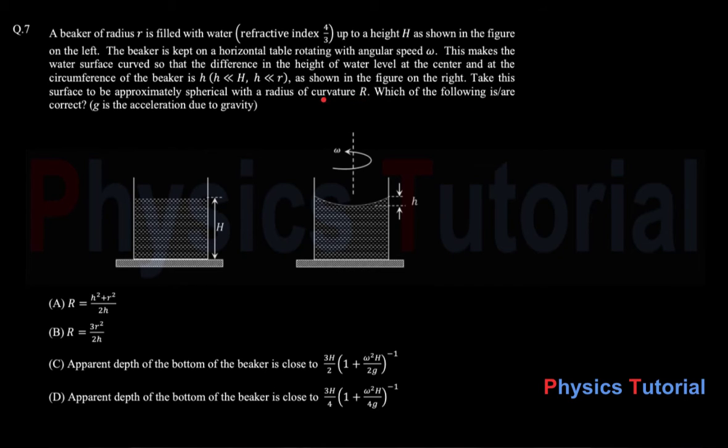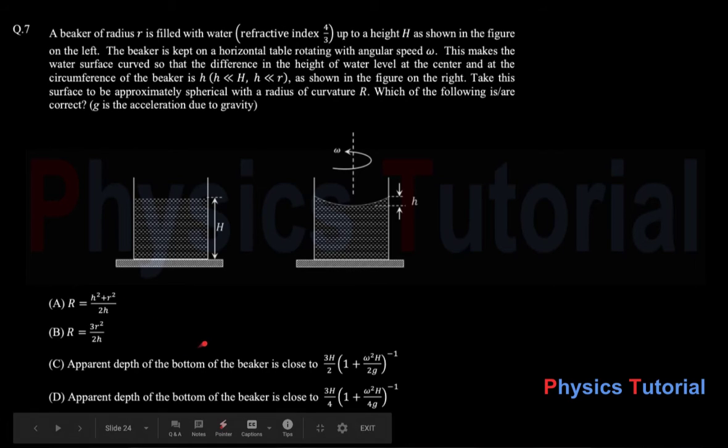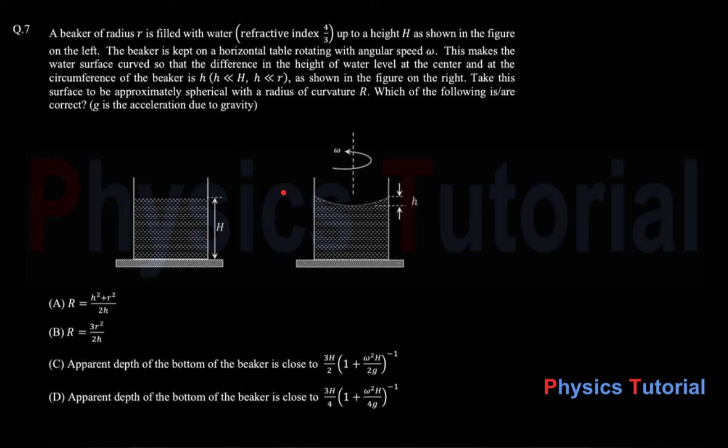Which of the following are correct? g is acceleration due to gravity. These options are given. First of all, you have to evaluate capital R, and then you have to find the apparent depth of the bottom of the beaker. These two options, C and D, are given. So among A, B and C, D, maybe only one is correct.